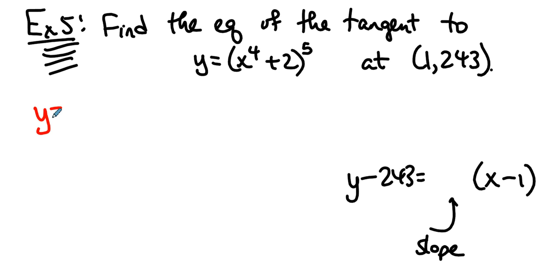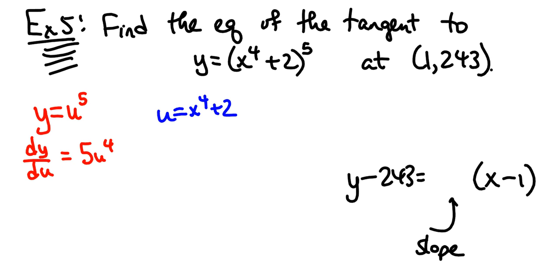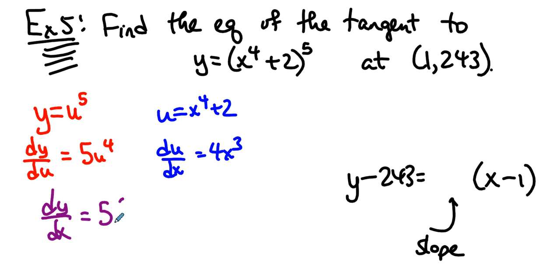Well, this is u to the 5th, where u is x to the 4th plus 2. So we take the derivative as if u were the variable, and then we take the derivative as if x were the variable. The chain rule says to have the actual derivative, we put these pieces together. 5u to the 4th times 4x cubed. This is u.